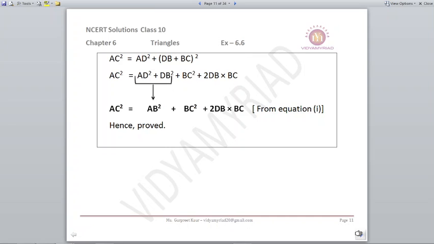Now according to the diagram, you can see that AD square plus DB square means AB square. So I can rewrite it as AB square plus BC square plus twice of DB into BC, and hence we have proved it.